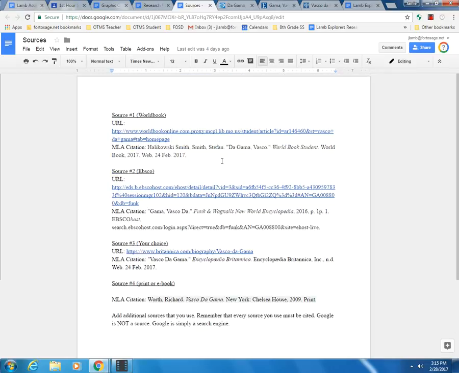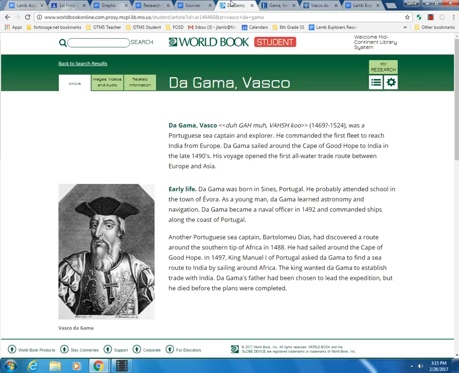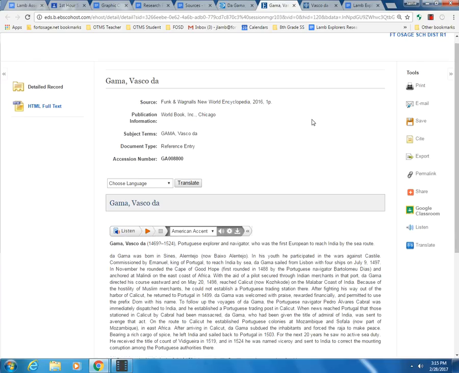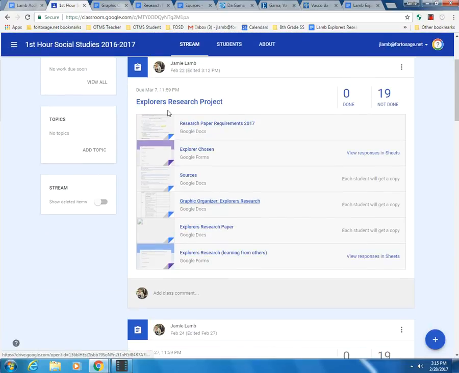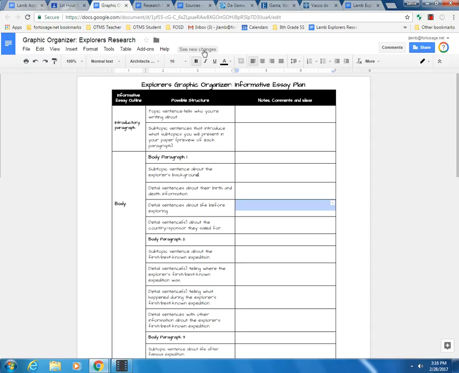So once you have all of the documents open, like I do on the top of my computer here, so I have my World Book open, I have my EBSCO open, and then I have another reliable source. I've picked Encyclopedia Britannica and also a book. So that's obviously not on the screen because it's a book. So what you're going to do is in Classroom, you're going to go to where it says Explorers Research Project, and you'll have to click on it to see all of the attachments, but you are going to click on the graphic organizer to open it.